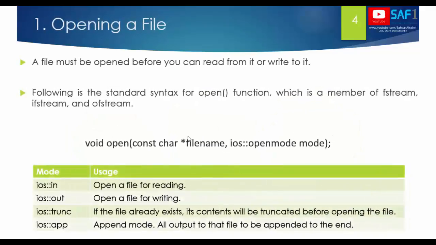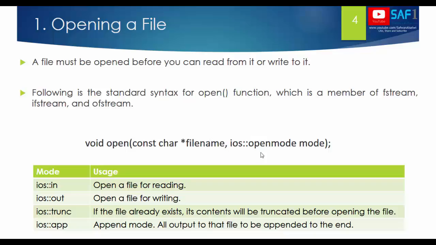Let's start with the first step, which is opening a file. Any file that we want to access must be opened first. In C++, the syntax for opening a file is to use the function open, which can be found in fstream, ifstream, and ofstream. This open function has two parameters. The mandatory one is the file name, the file that we want to access, whereas the open mode is optional in some libraries, and we'll see that in our examples.